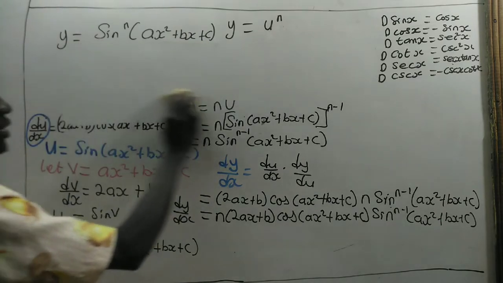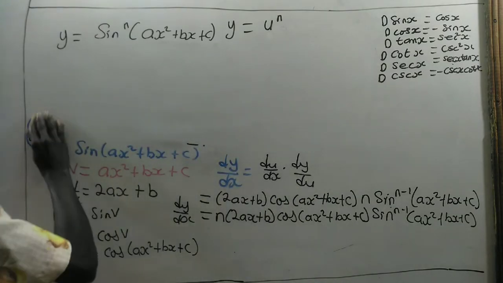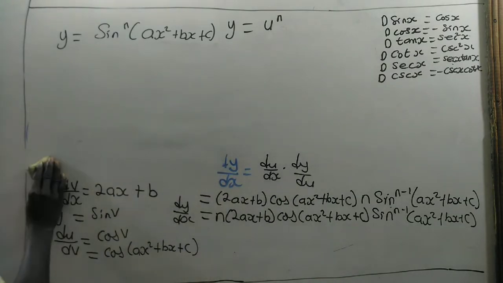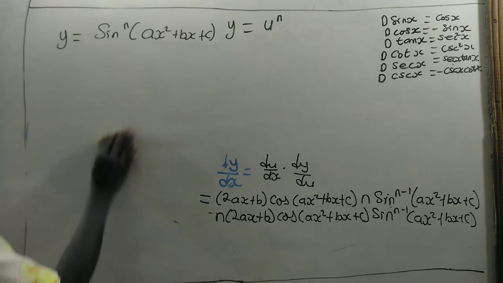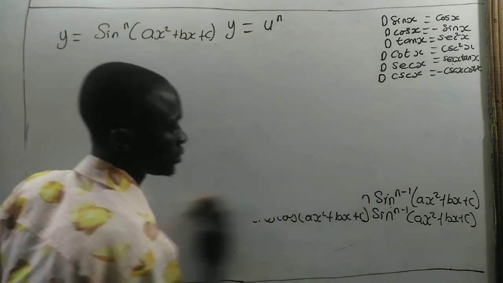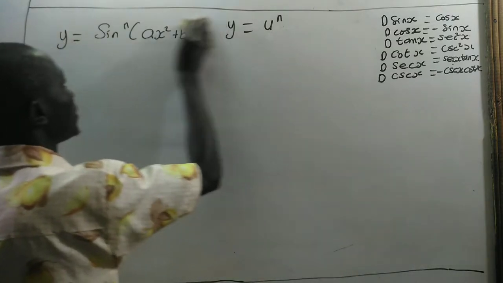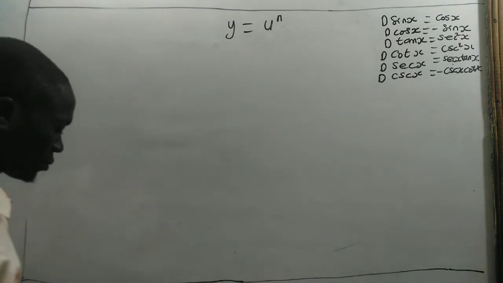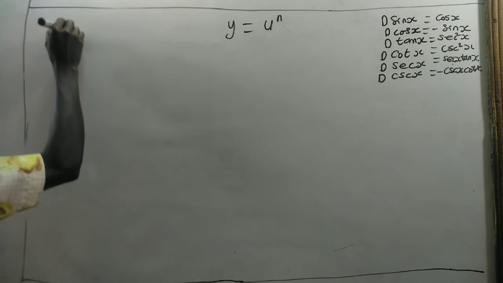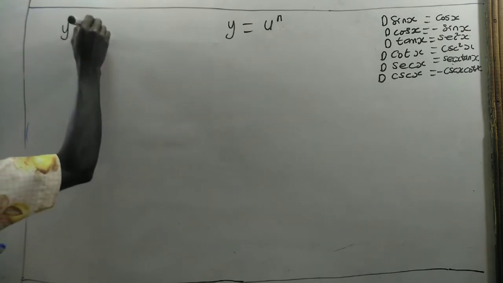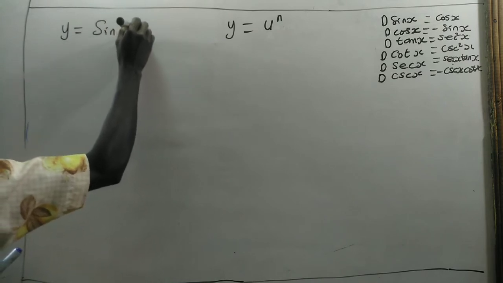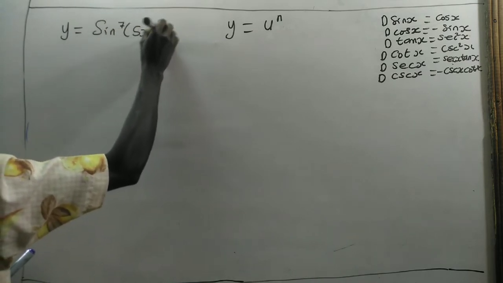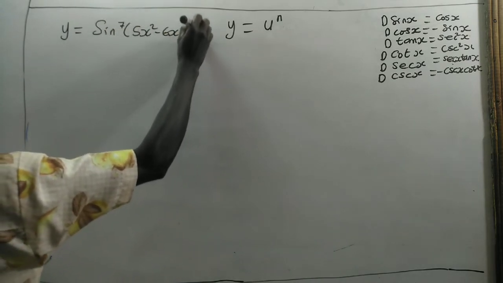So if we consider this example, if we consider, say, y is equal to sine to the power 7 of (5x squared minus 6x plus 2).